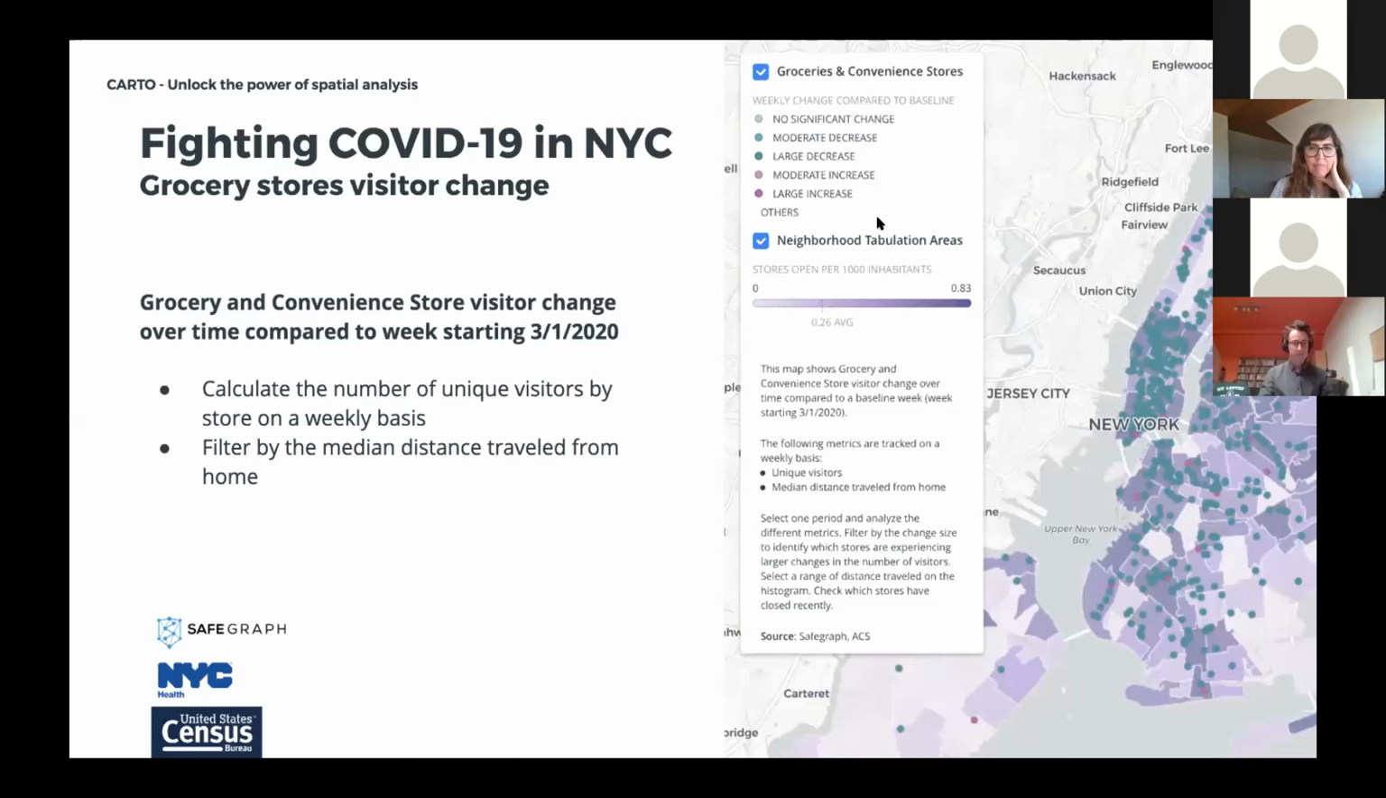Another use case was using spending data from human mobility data from one of our partners, SafeGraph, to understand how visits to grocery stores have been changing compared to a baseline in January. We computed the number of unique visitors by store on a weekly basis, and we computed the overall change compared to the baseline. So what you see here, the points are the locations of the grocery stores in New York, and the color indicates if there has been any change during the epidemic. You can see that most of those experienced a decrease, but some of these actually experienced an increase in the number of visits, which might indicate, again, a risk of overcrowding.